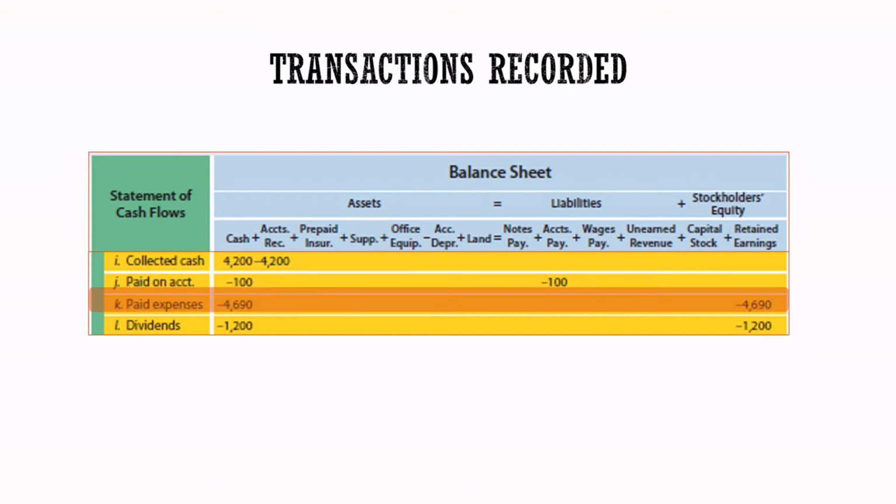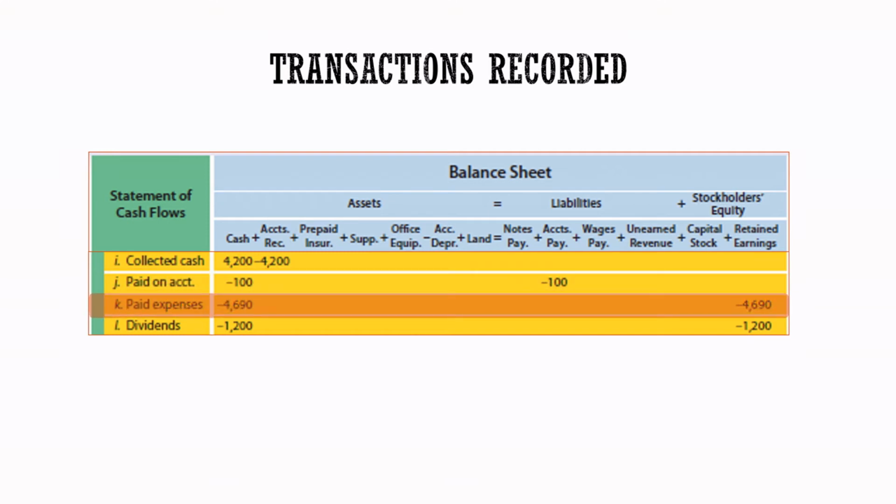Expenses paid during November were as follows: wages, $2,790, rent, $800, utilities, $580, interest, $100, and miscellaneous expenses, $420. This transaction was recorded as a decrease in cash and an increase in expenses, which is a decrease in shareholders' equity.